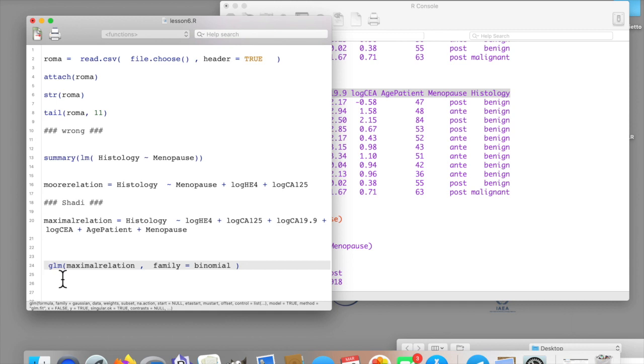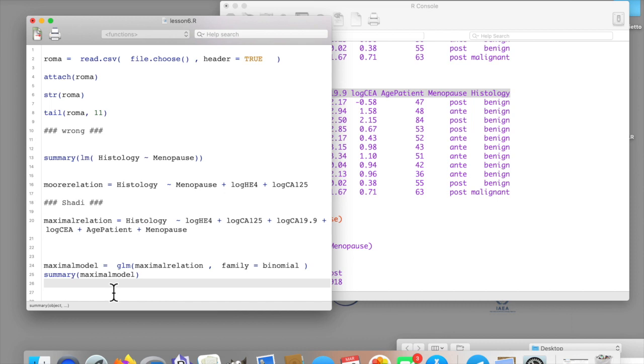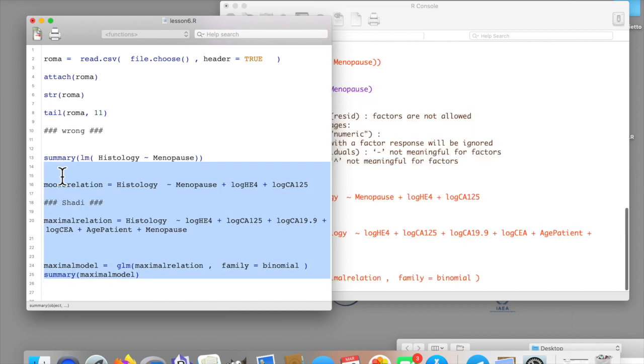For instance, I call it maximal model, and have a look at the summary of it. Okay, the output, let's have a look. Just run everything.